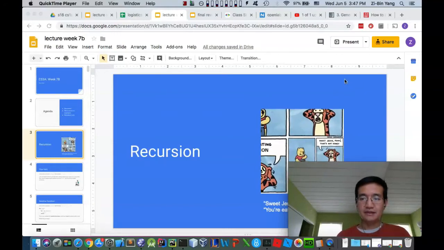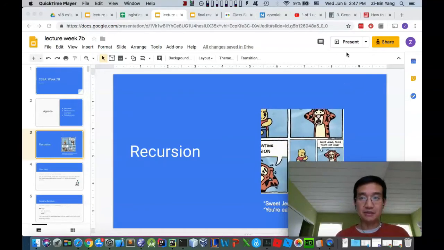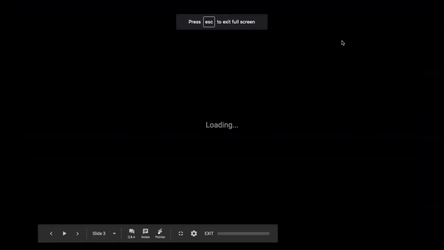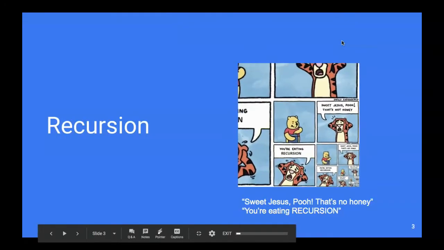Hello. In this video, we are going to be talking about the topic of recursion. And in case you're wondering what that funny cartoon is, it's a cartoon of Winnie and Tigger, Winnie the Pooh and Tigger, if you know who they are. And it's an interesting cartoon that I found online that's kind of showing an infinite recursion.